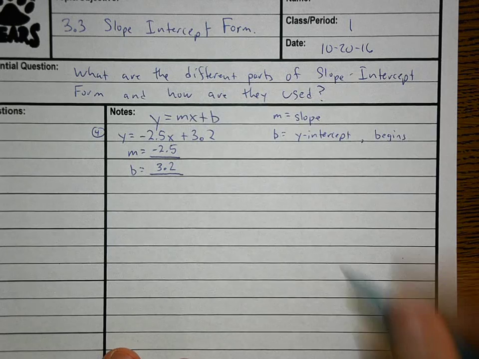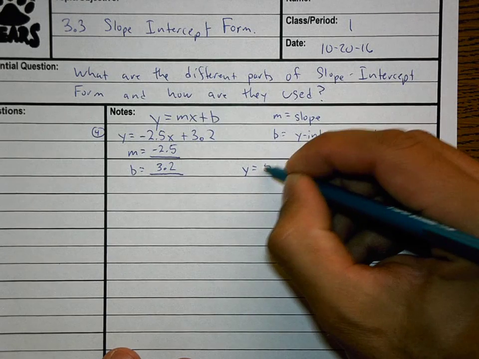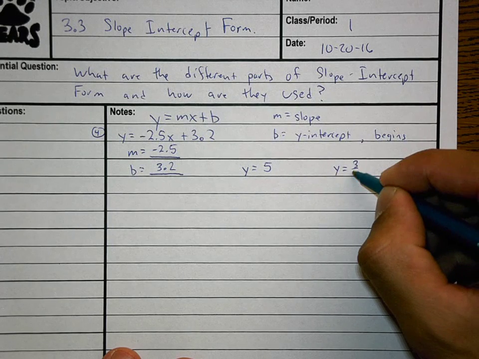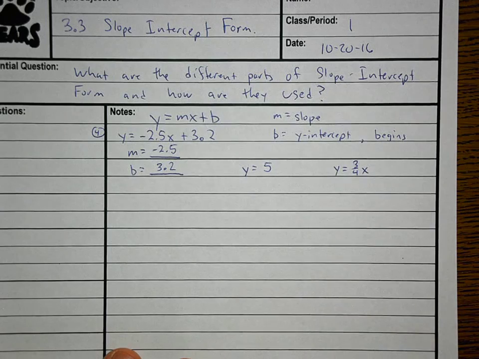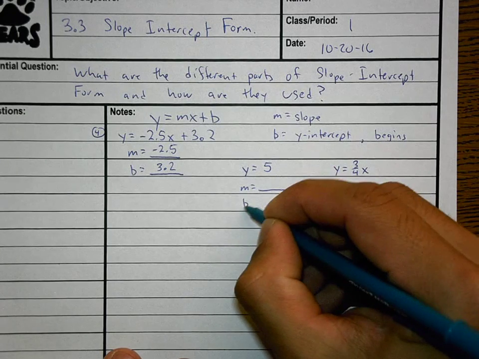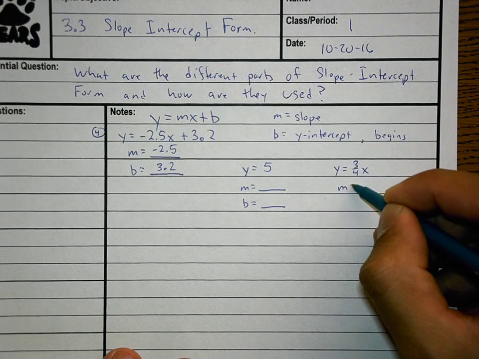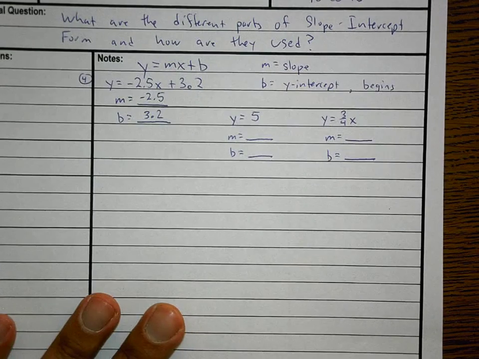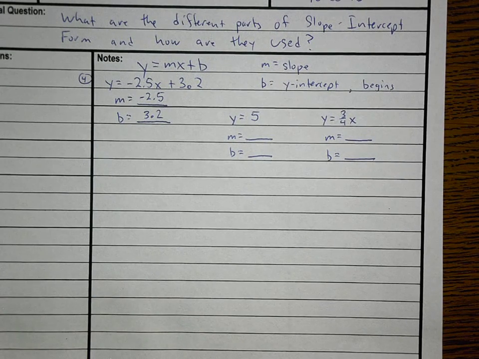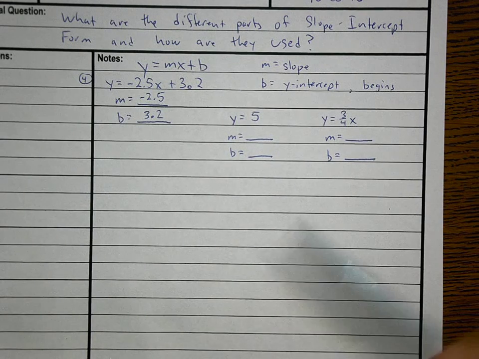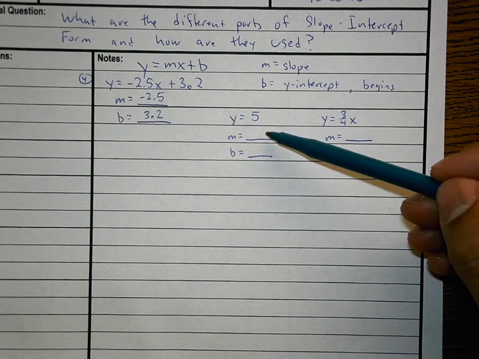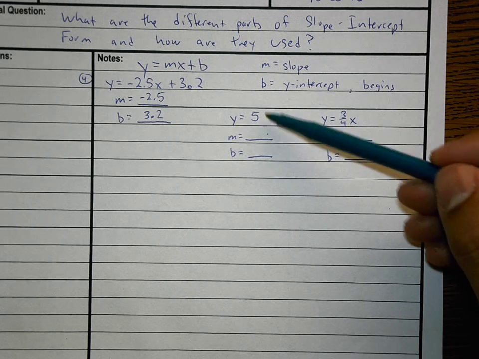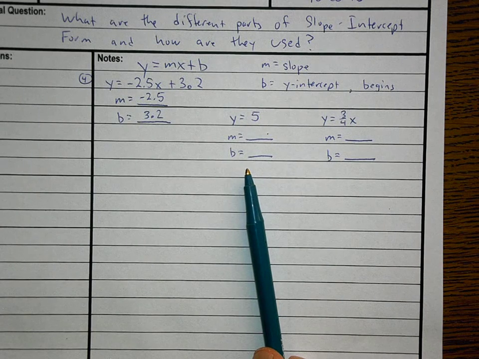I'll give you 2 more examples. If I said y equals 5, and if I said y equals 3/4 x. Okay? I'm going to put M equals blank here, B equals blank here. And then over here I have another problem, M equals blank and B equals blank. Let's just see if I can trick you at all. Don't tell me, but let's do this one first. I want you to tell the person you're sitting next to or the person around you, what do you think the M is and what do you think the B is for this problem right here? Discuss, please.